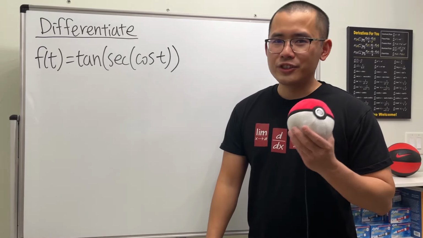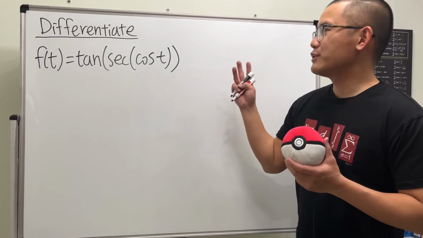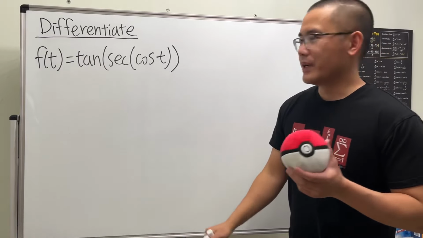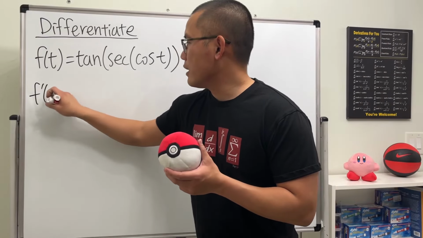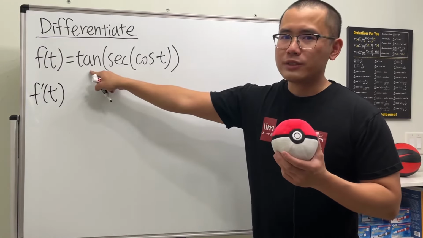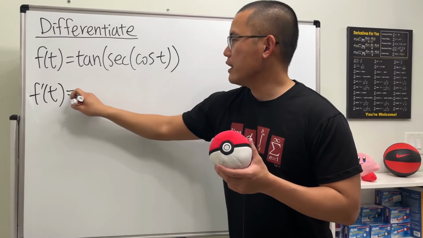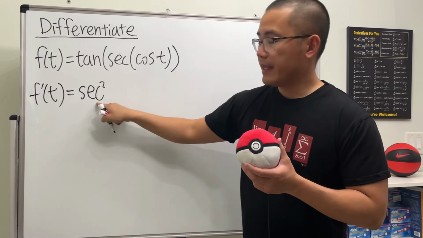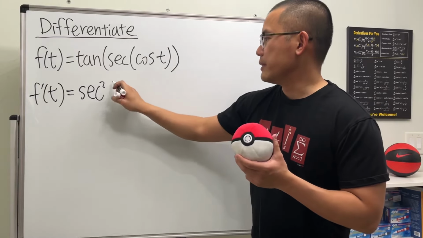Alright, let's do another chain rule question. And again, this time we actually have three functions. So here we go. I'm just going to write down f prime of t. We start with the very outside. The derivative of tangent will give us secant squared. And then this input stays the same, so just keep it.